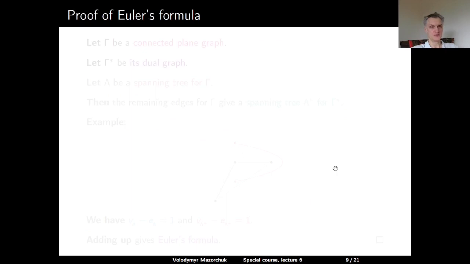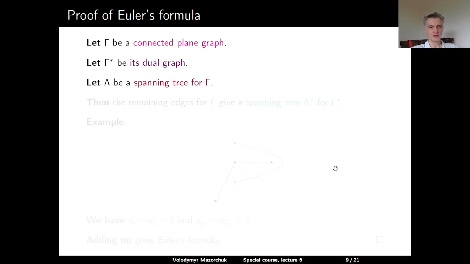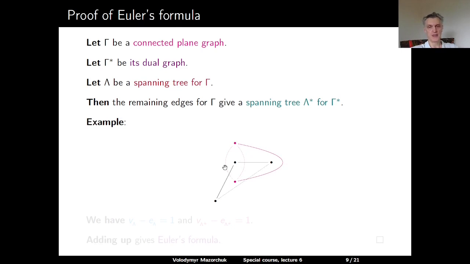Now we can prove Euler's formula. Let gamma be a connected plane graph. Let gamma star be its dual graph. Let lambda be a spanning tree for gamma. Then the remaining edges of gamma contribute to a spanning tree lambda star for gamma star. So here is an example which we already saw. We have our black triangle and then the red dual graph for that triangle. So if we take some spanning tree for the triangle and then we delete the corresponding edges of the dual graph, what remains is a spanning tree for the dual graph.